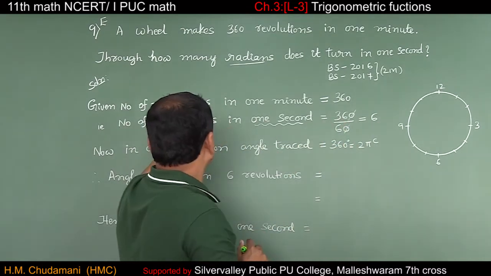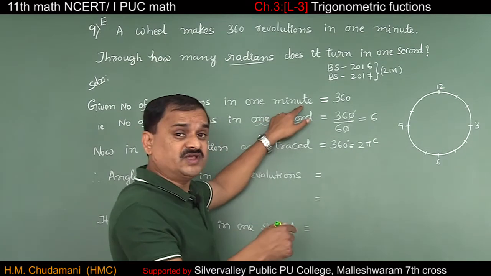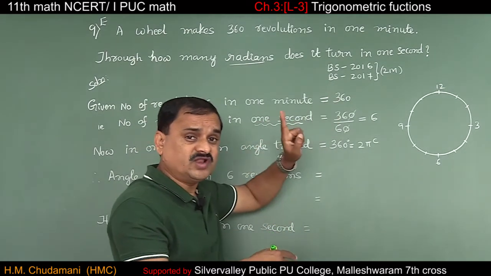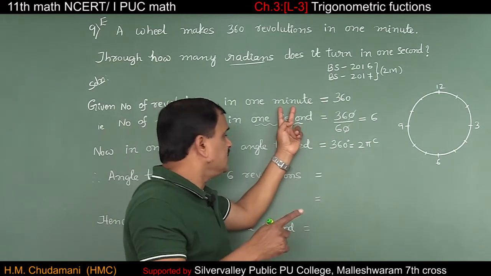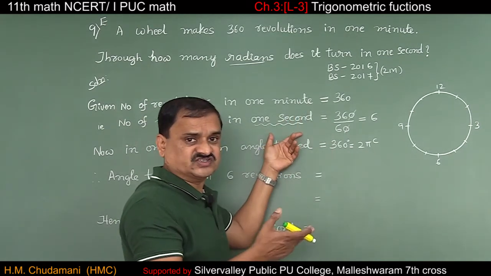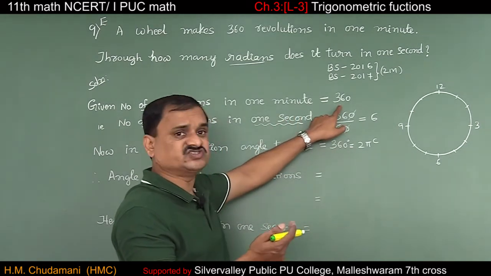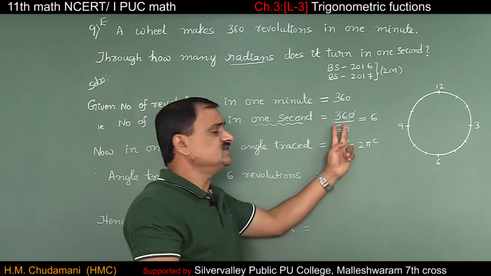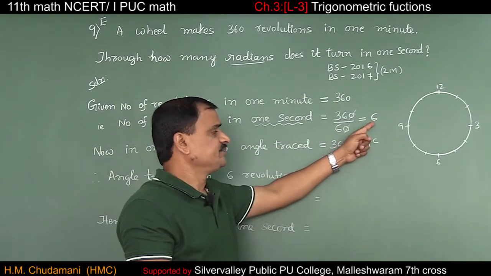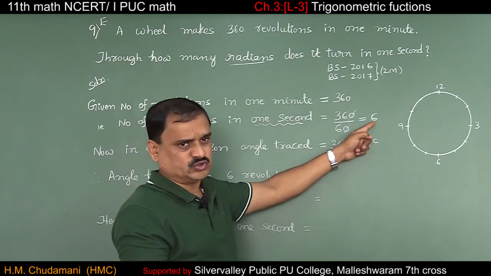Okay. So number of revolution in 1 minute is 360. In 1 minute 360 revolutions. 1 minute is the same as 60 seconds. In 60 seconds 360 revolutions. So in 1 second means 360 divided by 60, which is 6 revolutions.